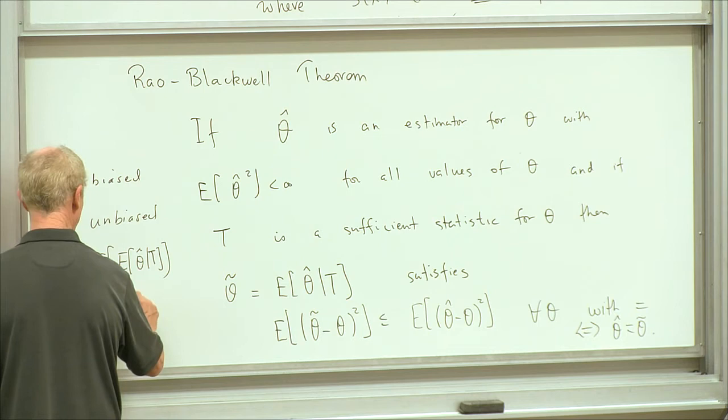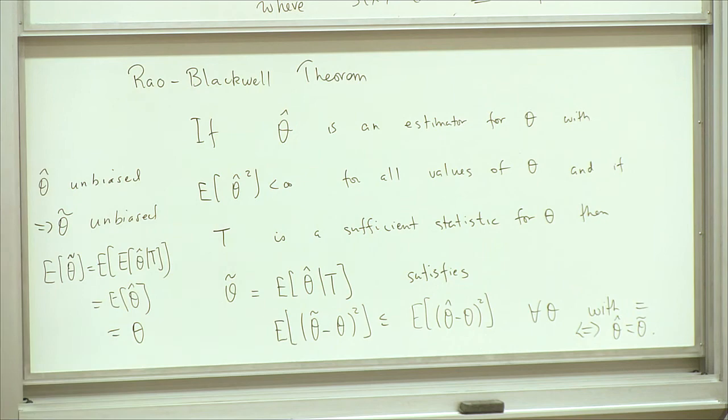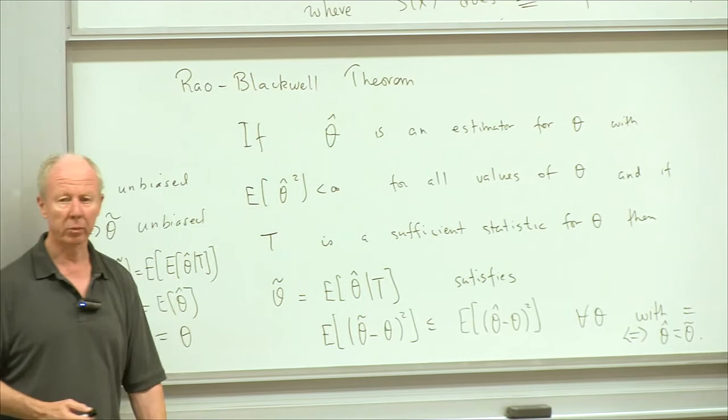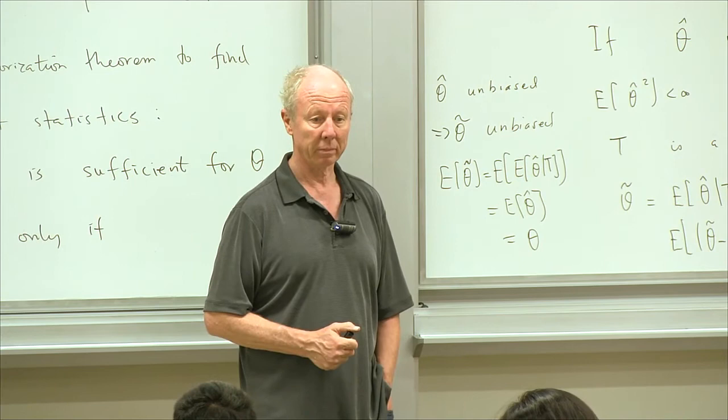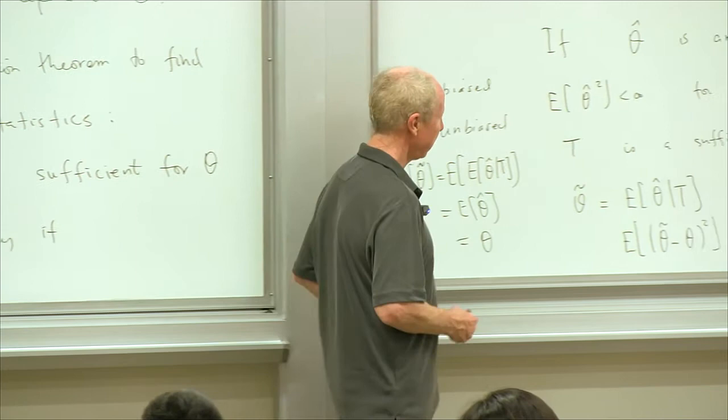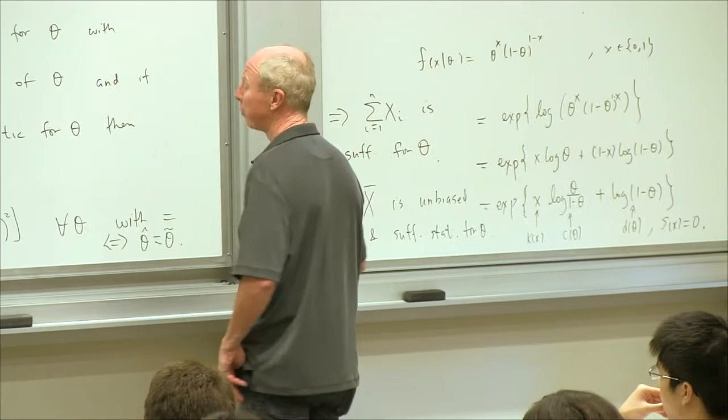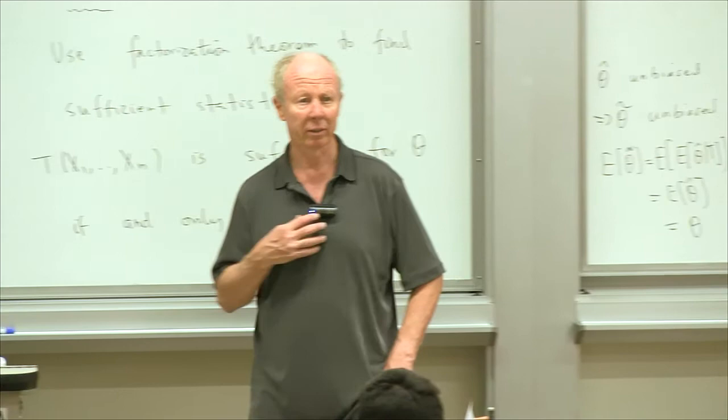So it says if you're going to look for estimators with smaller variance, you should take sufficient statistics. You can always do better by taking a sufficient statistic. So they're best possible in some sense. Okay, I think that's the end of the review on sufficient statistics. And we'll take a break, maybe do a couple exercises and start hypothesis testing.